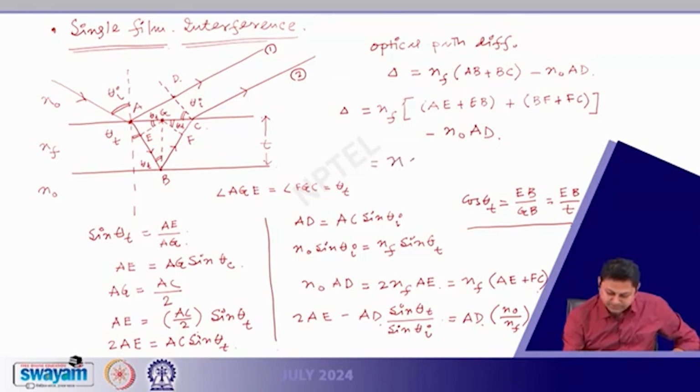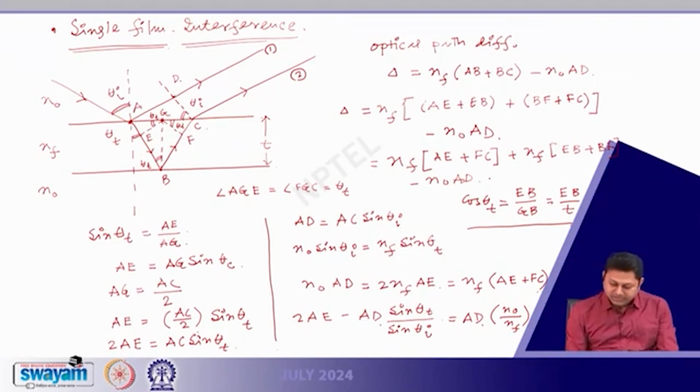So I can write NF multiplied by AE, and FC from here plus FC, that is one part, then plus NF EB plus BF, that is another part, and then minus N0 AD, that was the value.